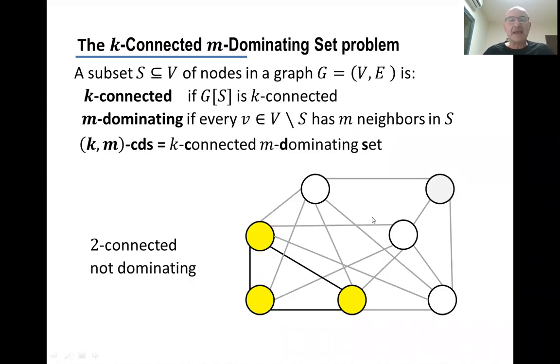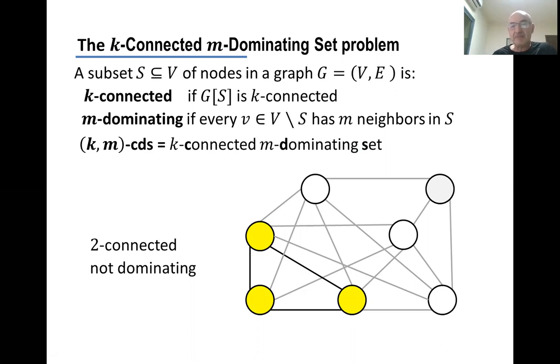A subset S of nodes in a graph is said to be a K-connected set if it induces a K-connected graph. And it is called an M-dominating set if every node not in S has at least M neighbors in S. And we will say that a subset S is a K-connected M-dominating set, or KMCDS for short, if it is both K-connected and M-dominating.